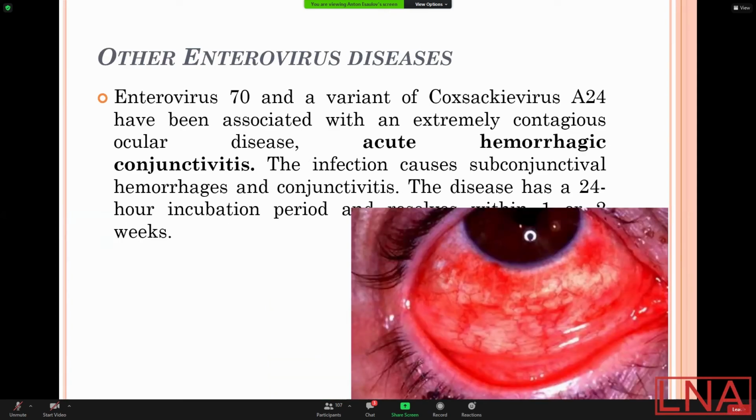Another enterovirus, for example, Enterovirus 70 and a variant of Coxsackie A24 strain, have been associated with the extremely contagious ocular infection called acute hemorrhagic conjunctivitis. The disease has a 24 hours incubation period and will limit in 1 or 2 weeks.